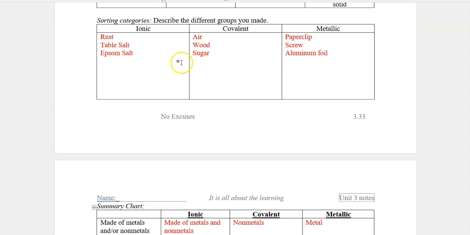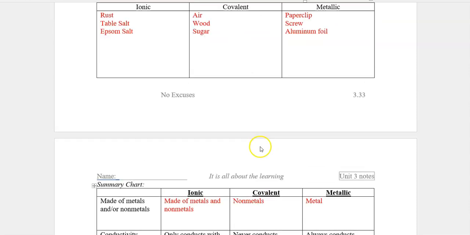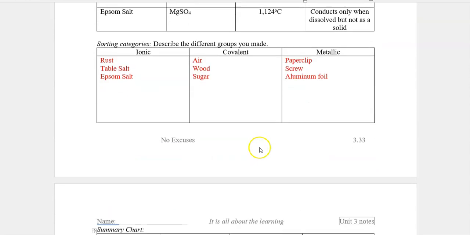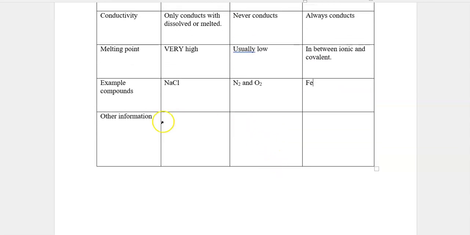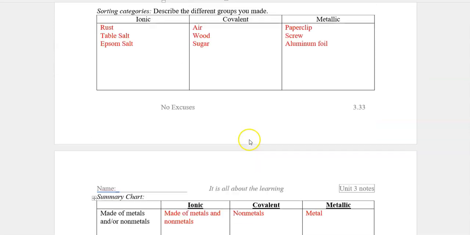Example compounds, you can just pick any one of these. So like the ionic, sodium chloride, that's a metal and nonmetal. Covalent, we had the air, which was mostly nitrogen and oxygen. And then metallic, we have iron. What was the paperclip made of? Mostly iron, so Fe. Any other information? Maybe. I don't know.